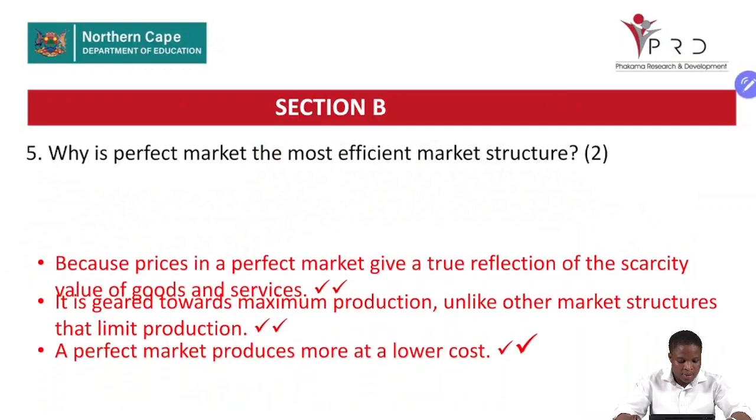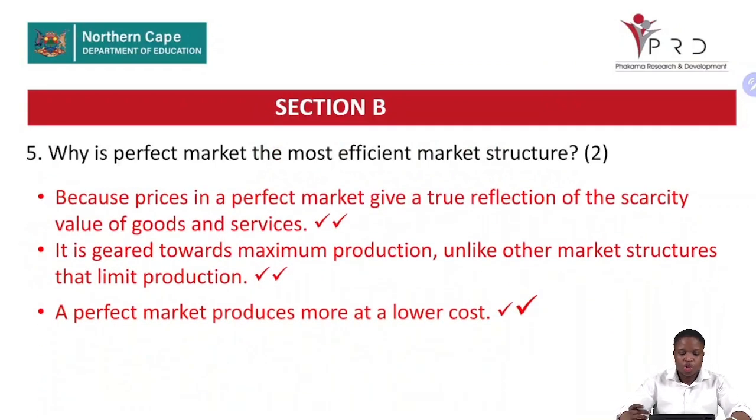Right, let's look at the answers. So a perfect market is most efficient because prices in the market give a true reflection of scarcity of goods and services. So they are price takers, remember, so the prices in the market are already giving a true reflection. It is geared towards maximum production, unlike other market structures where they can limit production to increase prices.